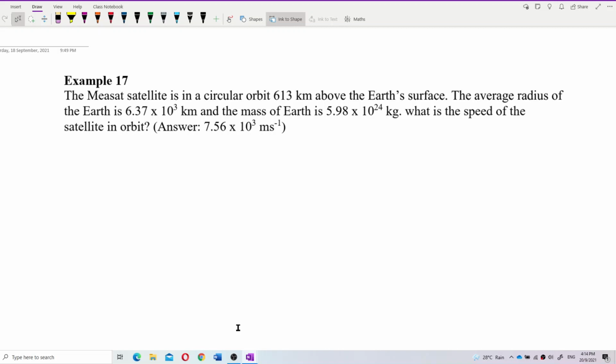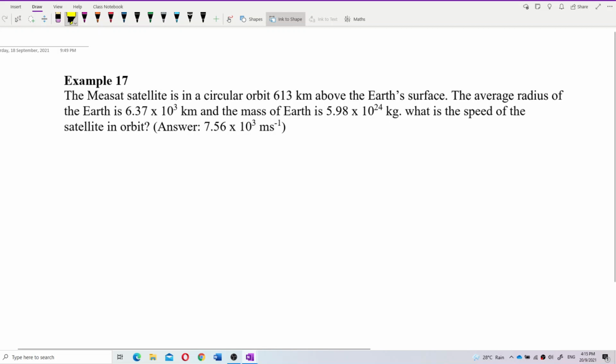Alright, now let's look at this question. The Meosat satellite is in a circular orbit 613 kilometers above the Earth's surface. The average radius of the Earth is 6.37 × 10^3 kilometers, and the mass of Earth is 5.98 × 10^24 kilograms. What is the speed of the satellite in the orbit?